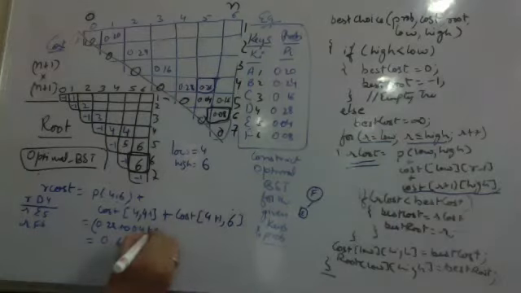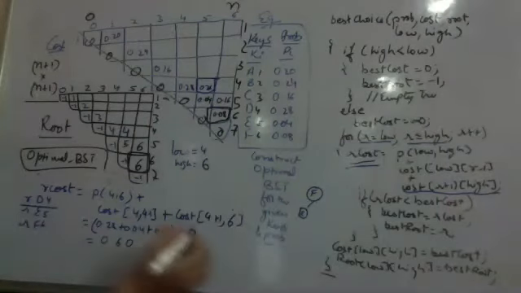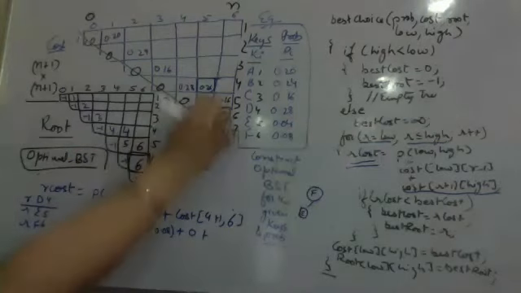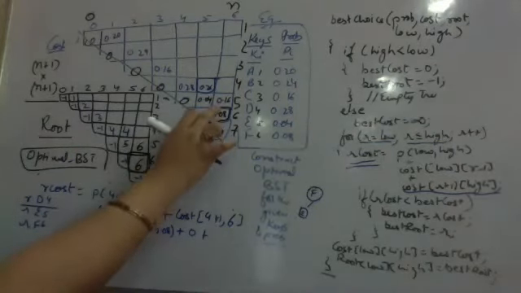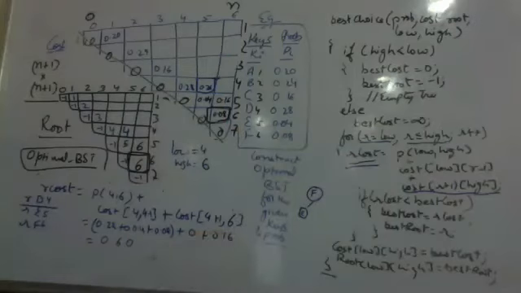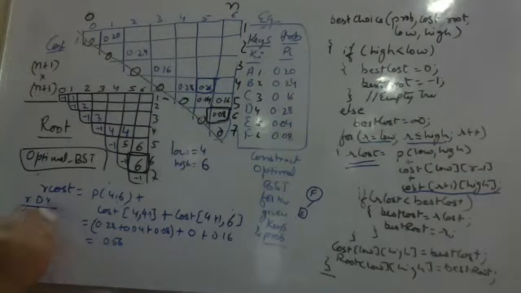The probability of 6 is 0.08. Plus cost of 4 comma 3, this is 0, since 4 is greater than 3, and cost of 5 comma 6, sorry, cost of 5 comma 6 is coming out to be 0.16. Correct? Yes, ma'am. So this comes out to be 0.56. Yes, ma'am. 0.56. If you all are understanding, calculate the next cost.